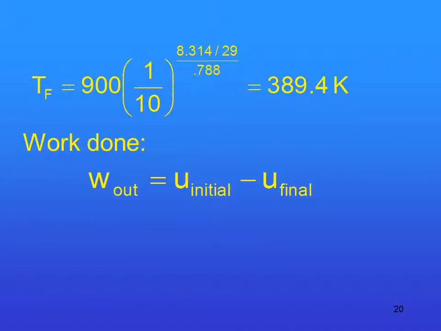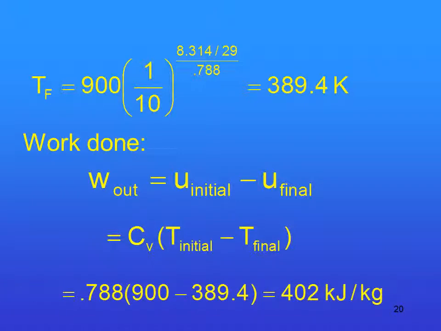The work done in this case is U initial minus U final. Plug in the energy balance and you'll find that the work per mass, I'm using a small w for work per mass, is the specific initial internal energy minus the specific final internal energy. And again, for an ideal gas, that's CV times delta T, T initial minus T final, or minus delta T as the case may be. And that turns out to be a work output equal to 402 kilojoules per kilogram, expanding that gas.